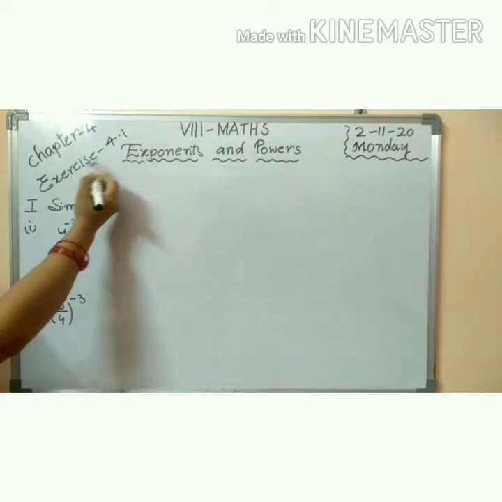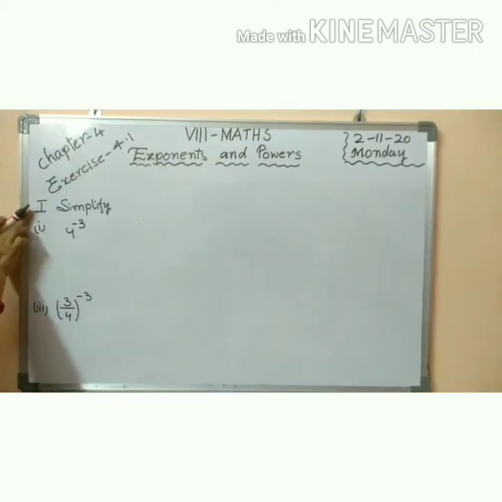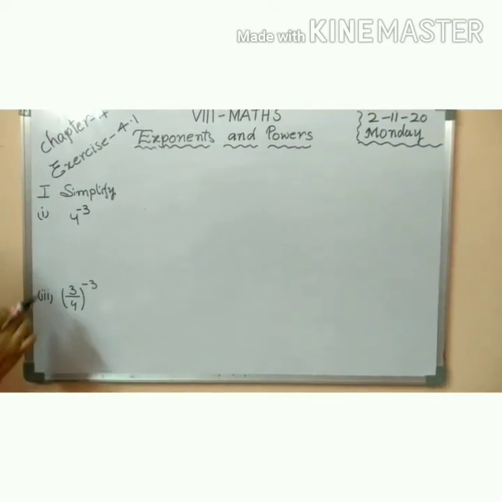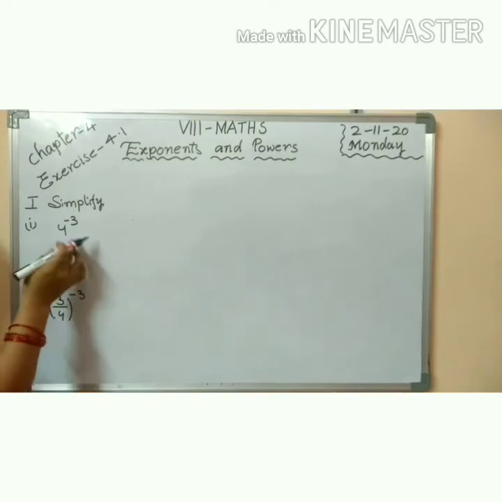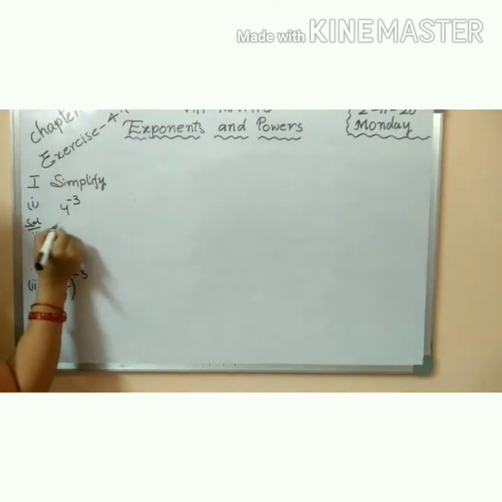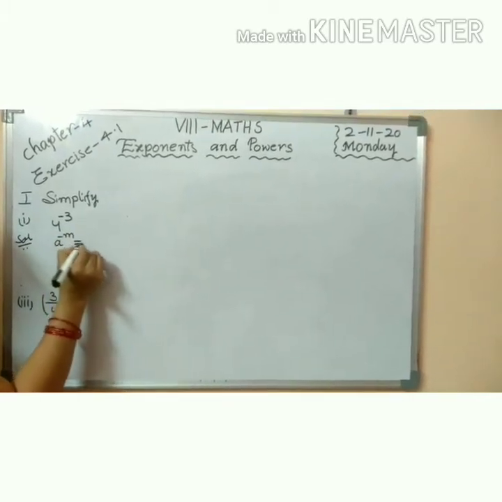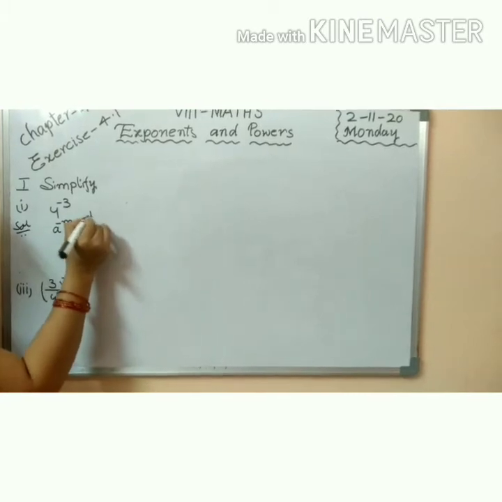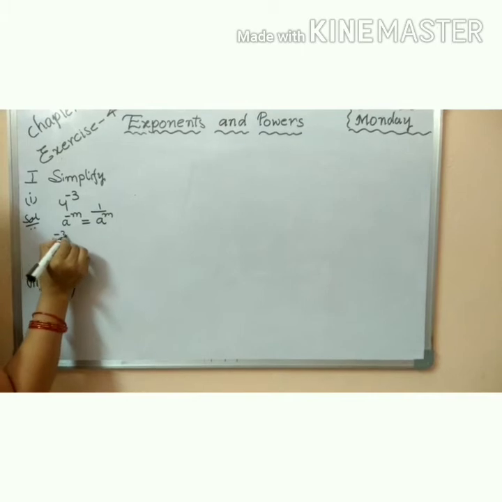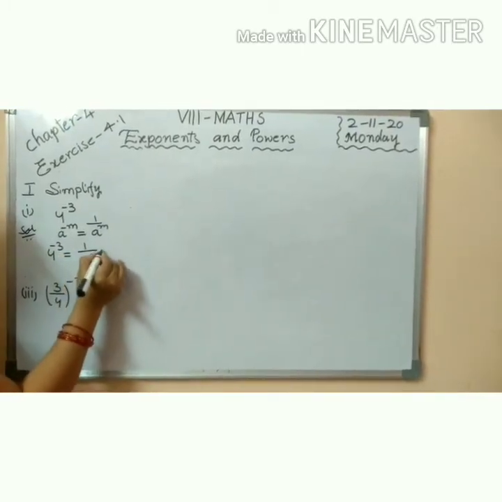Next, continuation, exercise 4.1. First Roman numeral: simplify the following and give the results. The first one is 4 power minus 3. The solution: comparing with the laws of exponents, a power minus m equals 1 by a power m. So 4 power minus 3 equals 1 by 4 power 3.